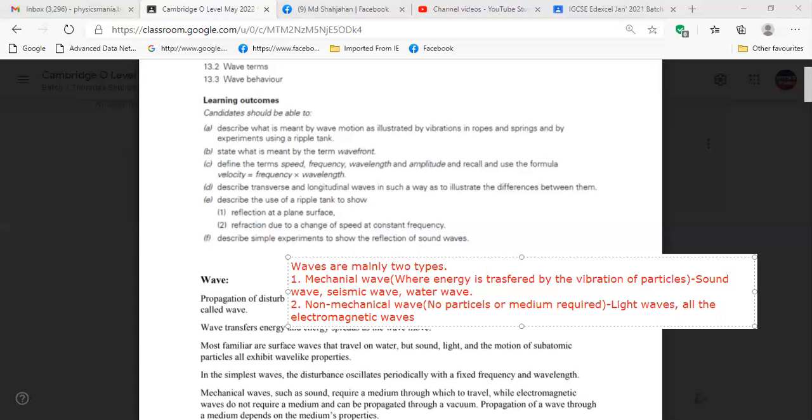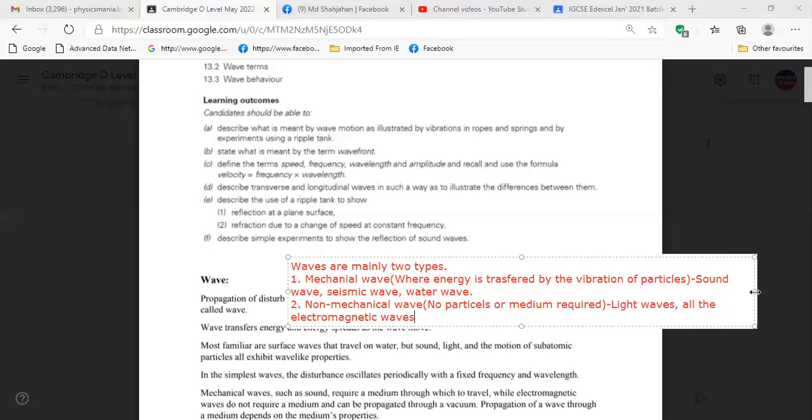All the electromagnetic waves, that means before the visible light, you know about the range of electromagnetic waves, right? We have gamma rays, ultraviolet rays, X-rays, all this. And also visible light, we have infrared, then we have radio waves, we have microwaves. So all these together are called electromagnetic waves, and they all are non-mechanical waves. Is it clear? Yes, sir.